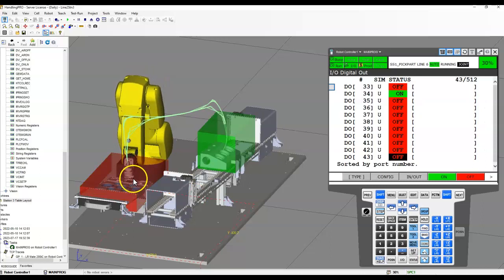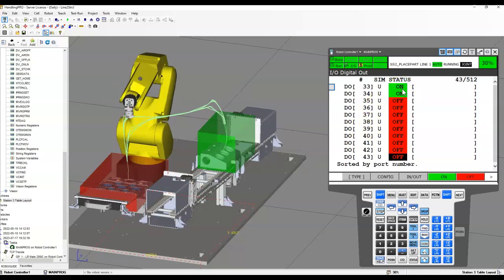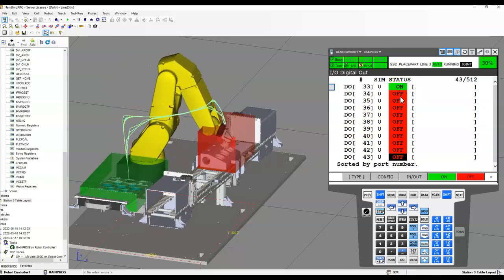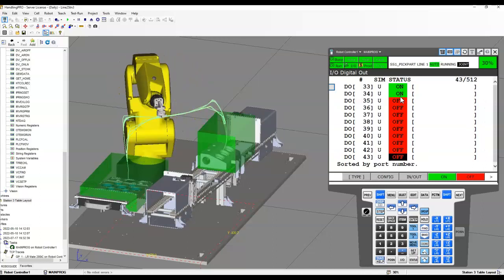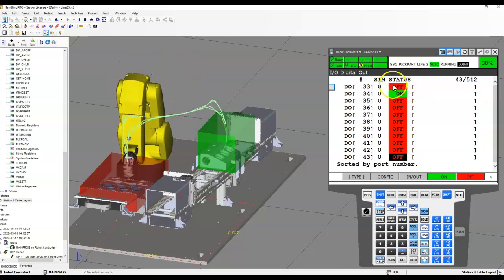Turned off when it entered, and turned on when it exited. Off when it entered the world zone, on when it exited the world zone.